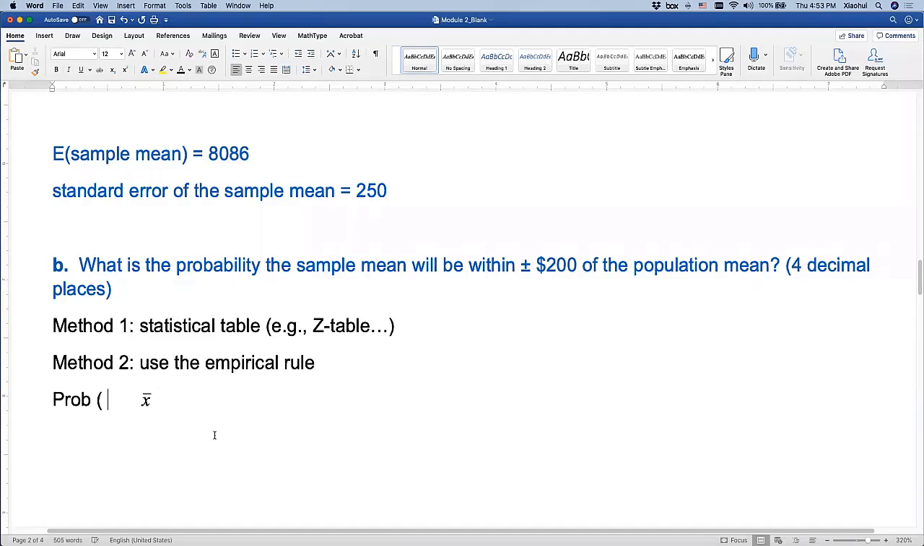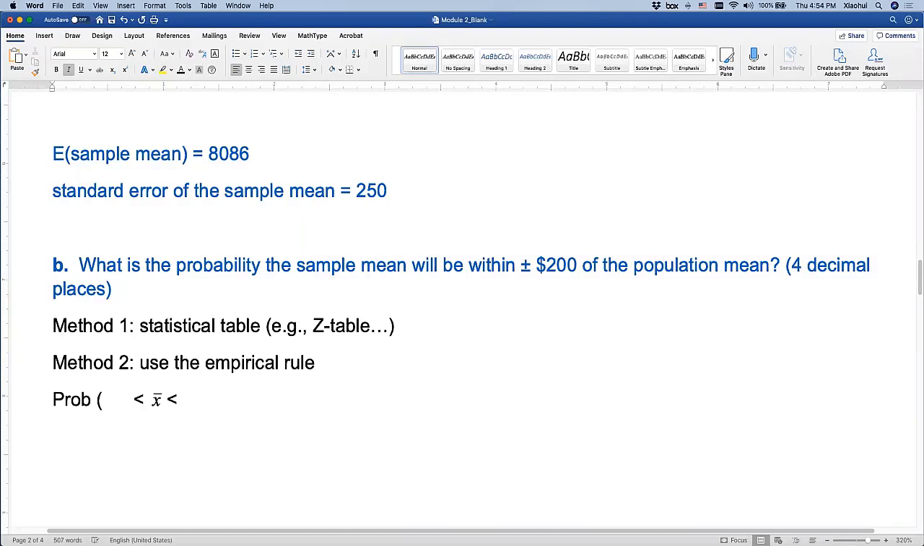So what is the population mean? Do we know what the population mean is? It says within plus or minus. How would you phrase it? Population mean plus or minus 200. Is it just 0, or in between positive 200 and negative 200? You are absolutely right. It's going to be in between.